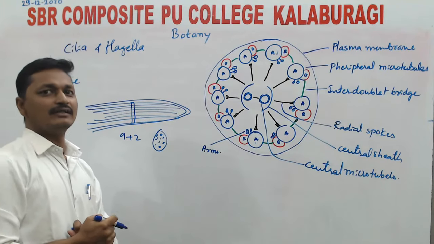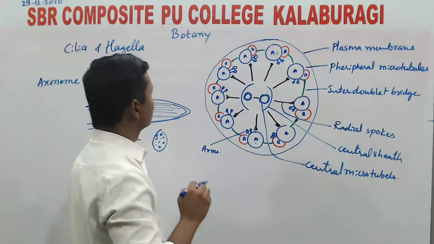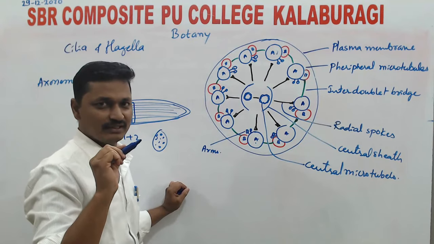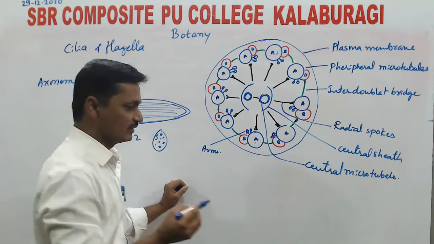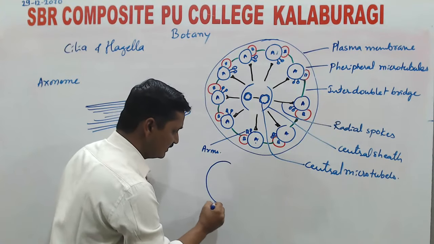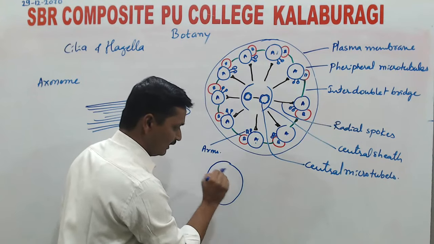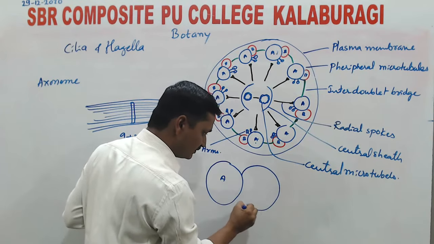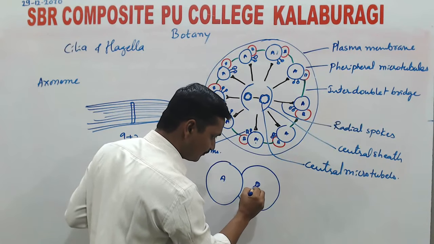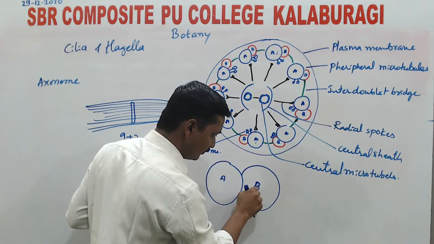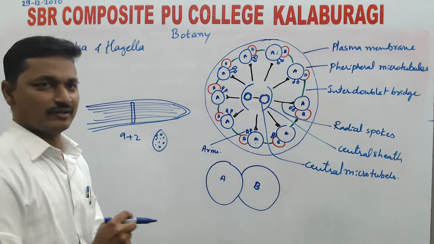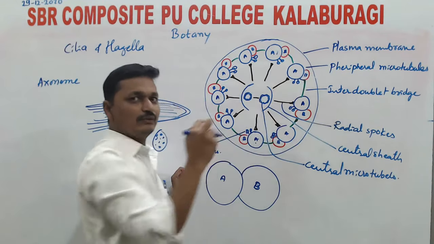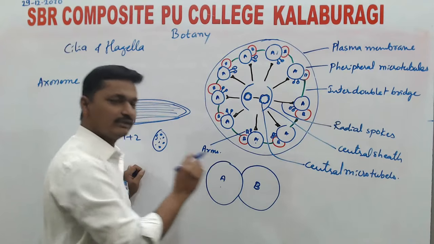There are 9 peripheral microtubules, and each microtubule is present in the form of a doublet. See, this is microtubule A. There are 2 subunits of each microtubule, subunits A and B. First one is A and one more is B. This is one microtubule, and it will have 2 subunits, subunit A and subunit B.